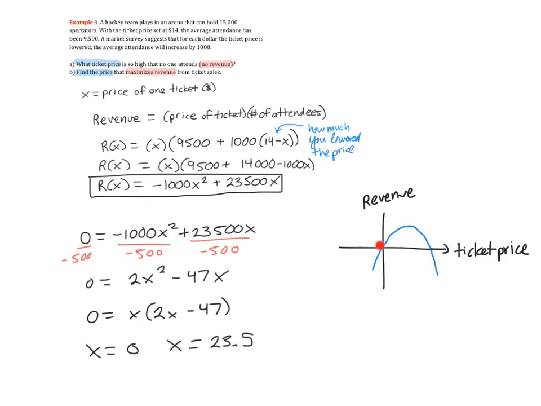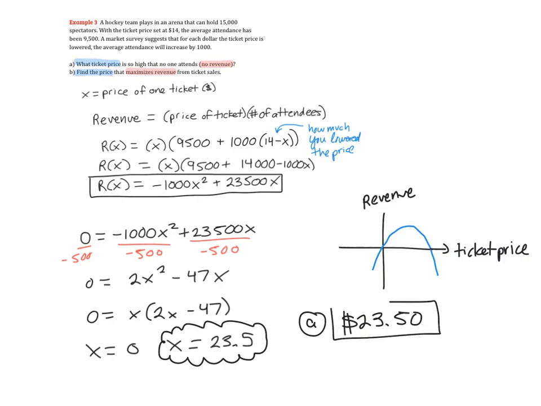So you can see, obviously, if I set our ticket price at 0, we're not making any money, so it's 0 revenue. And then as I increase my ticket price, I'm making more revenue, more revenue, more revenue. And then there's a point where our price is a little bit too high, so people don't want to go anymore, so our revenue drops until we've set our ticket price so high that no one attends and our revenue is 0. So between these two potential answers, we want this one. This one represents when our price is too high. So our final answer for A would be $23.50.